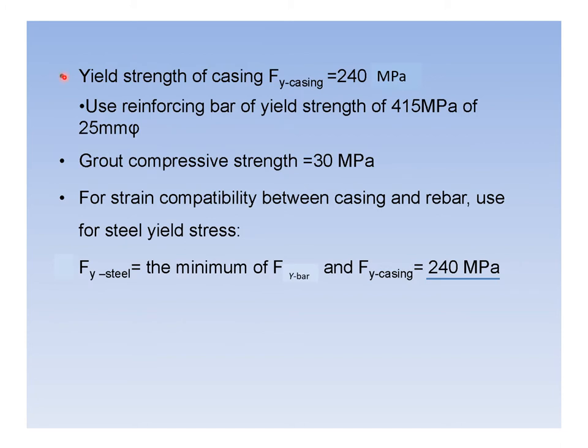Yield strength of casing, F sub Y casing, that is 240 megapascal. Use reinforcing bar of yield strength of 415 megapascal of 25 millimeter diameter. Grout compressive strength 30 megapascal. For strain compatibility between casing and rebar, use for steel yield stress F sub Y steel, that is the minimum of F sub Y bar and F sub Y casing, and that is obviously 240 megapascal.